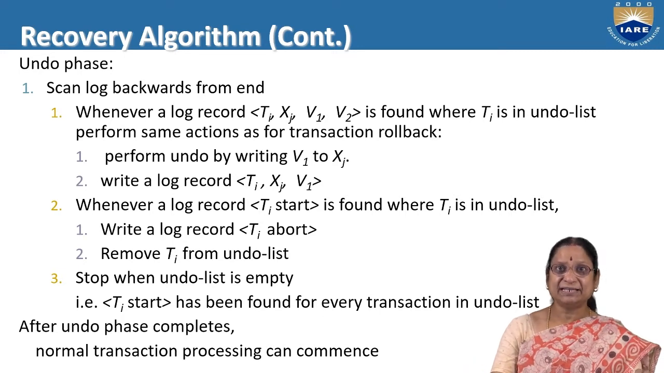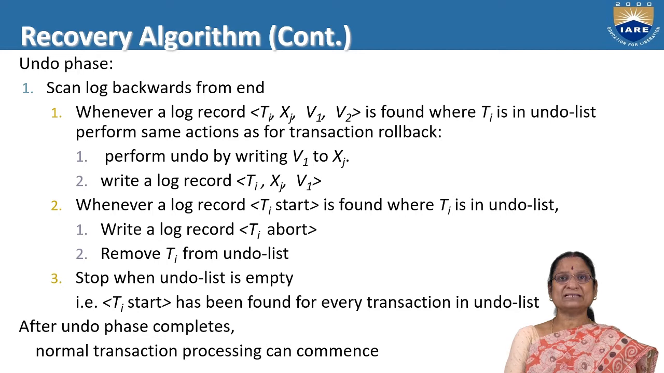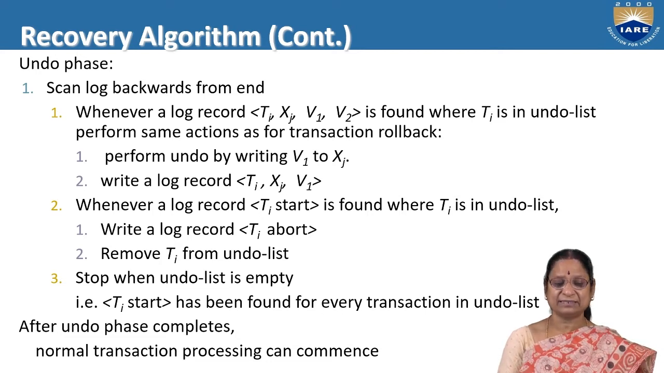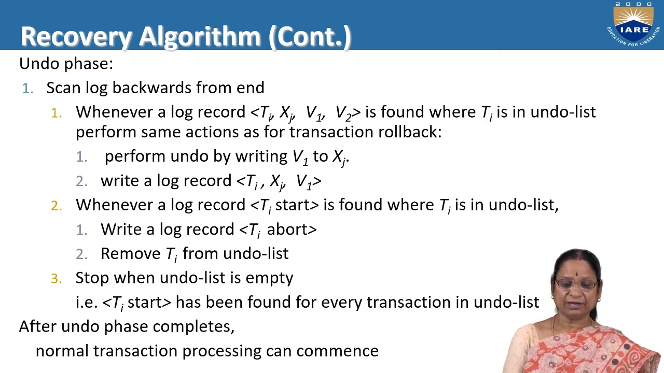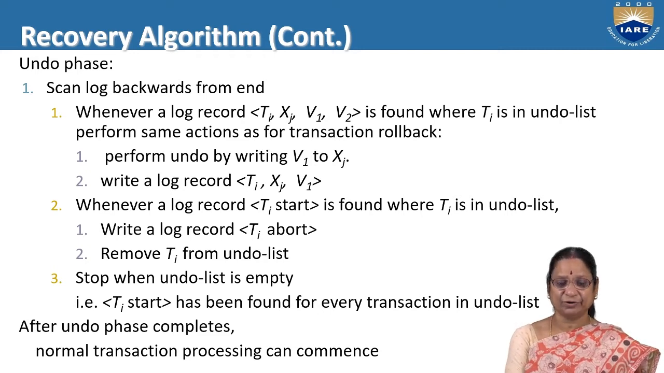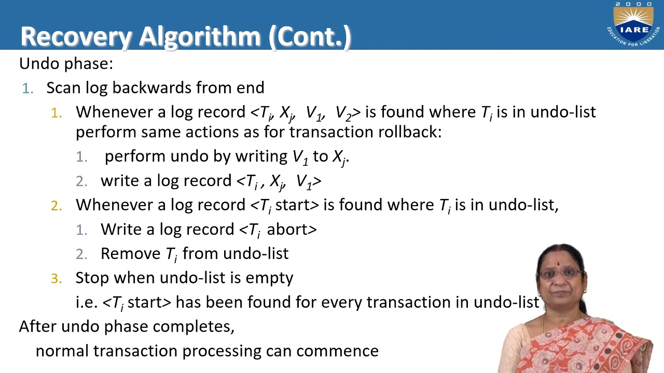If the respective transaction is in the undo list, perform the same actions as for a transaction rollback. That means we fill our variable with the old value: perform undo by writing V1 to Xj, and write a log record <Ti, Xj, V1>. For recovery we have done the same thing. And whenever a log record <Ti start> is found and Ti is in the undo list, then write the log record <Ti abort>. That means we aborted it, it is undone, so we include a Ti abort and remove Ti from the undo list.